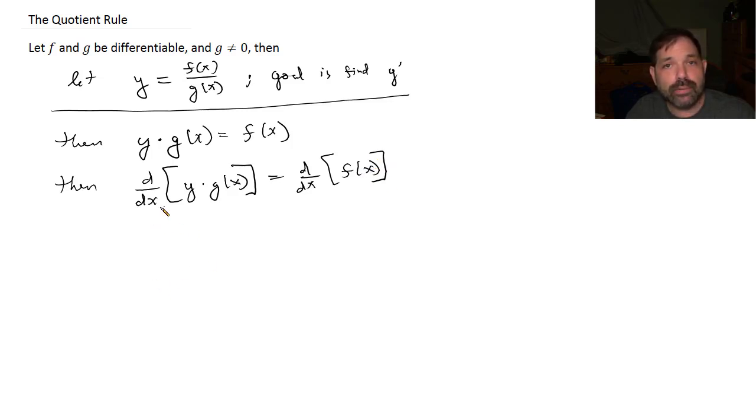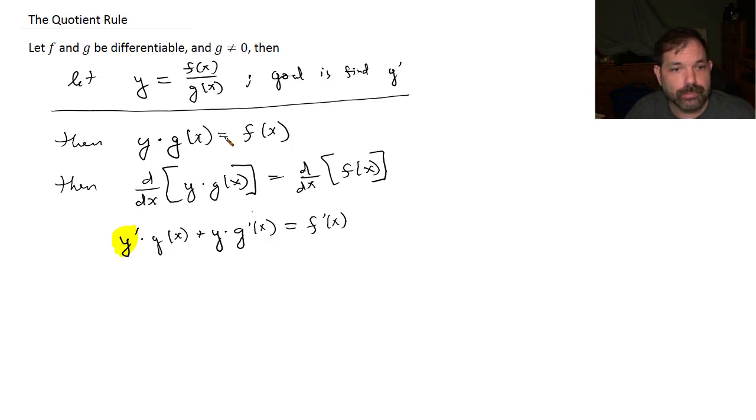Now notice on the left-hand side of this, I have a product of functions, y times g of x. So I can apply the product rule. So then, y prime times g of x plus y times g prime of x. And on the right-hand side, we have the derivative with respect to x of f of x. Let's just write that as f prime of x. Now, I'm going to take this equation and solve it for y prime.